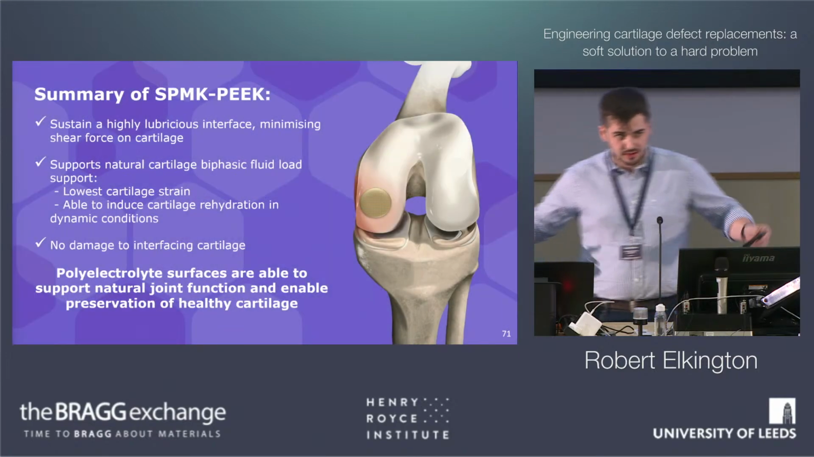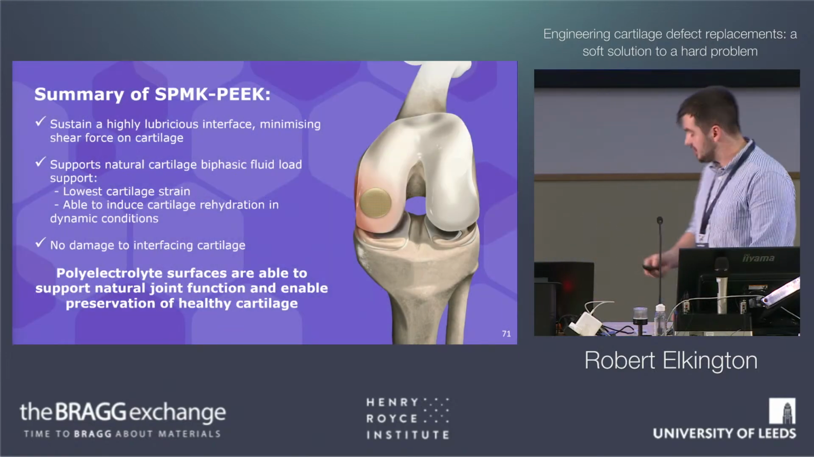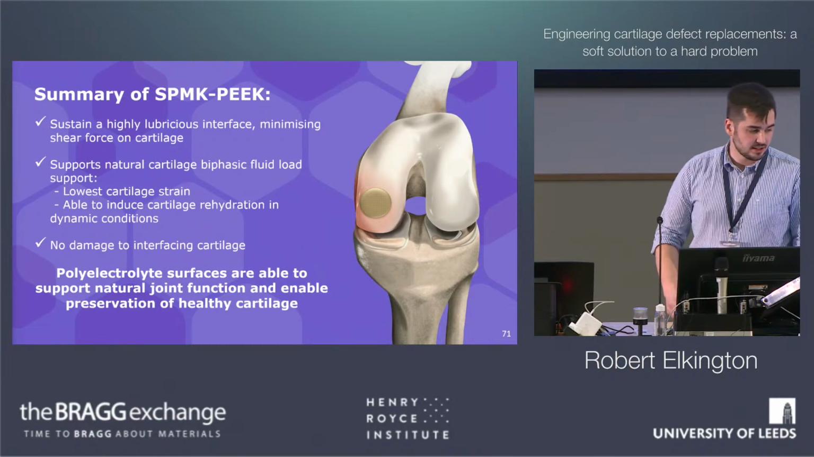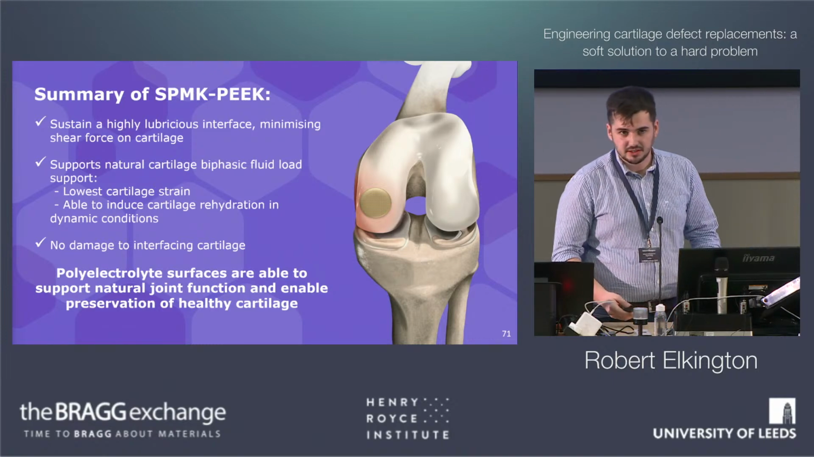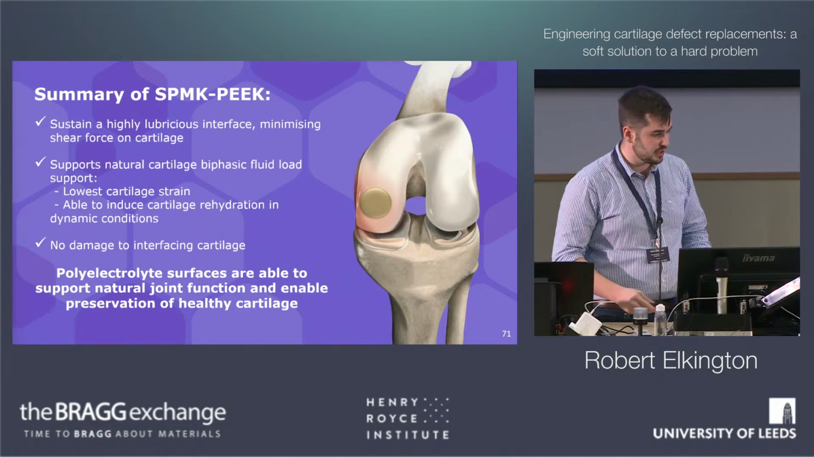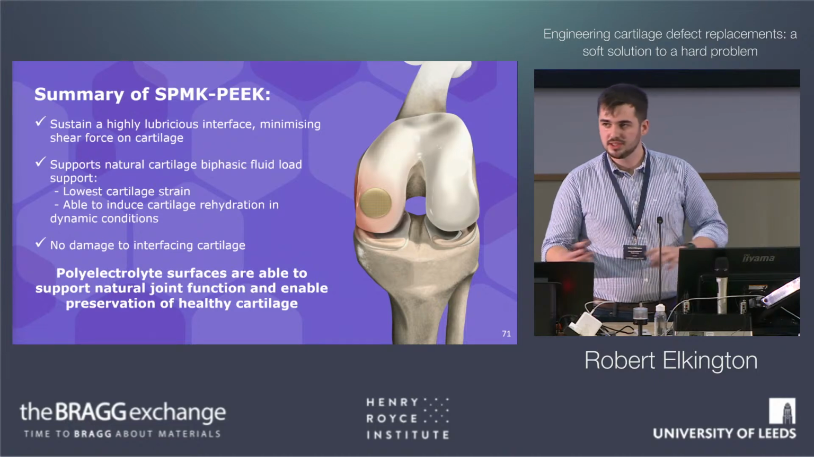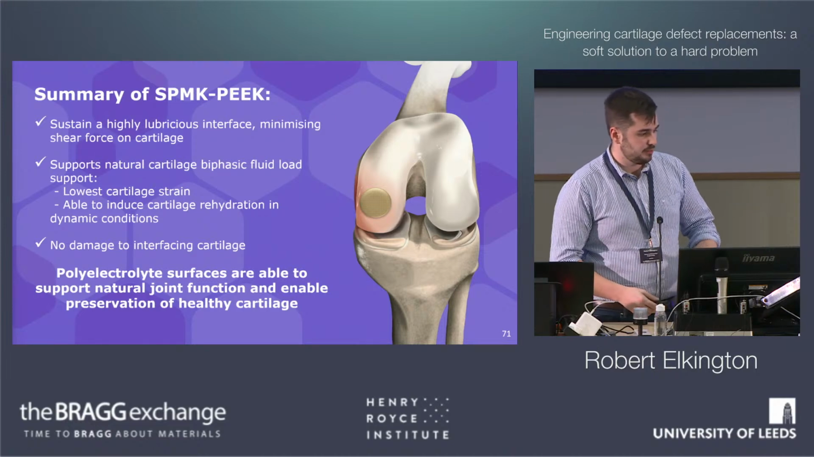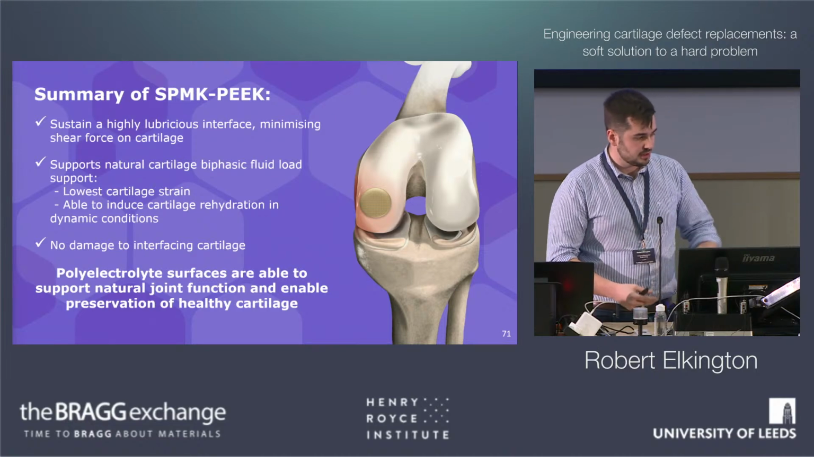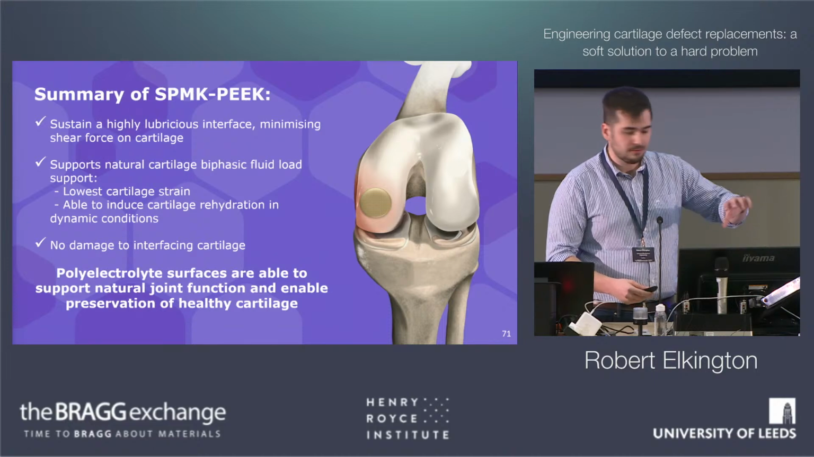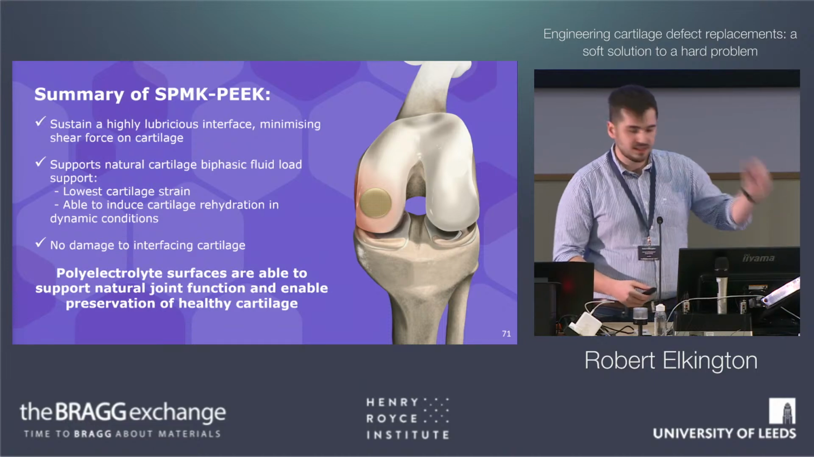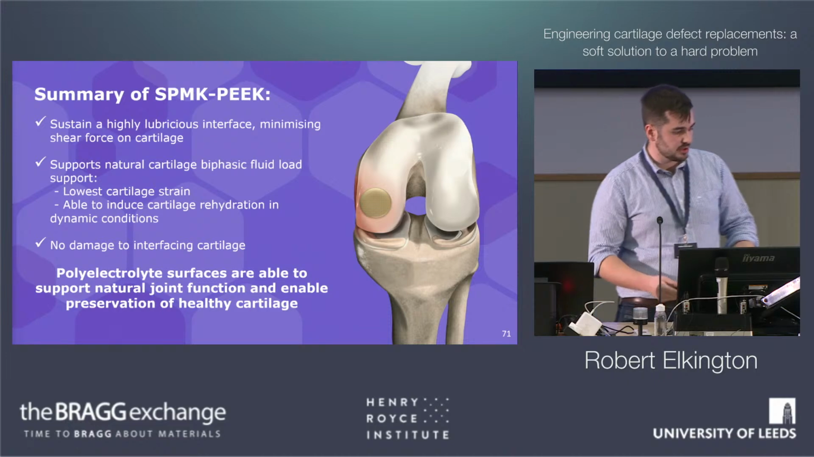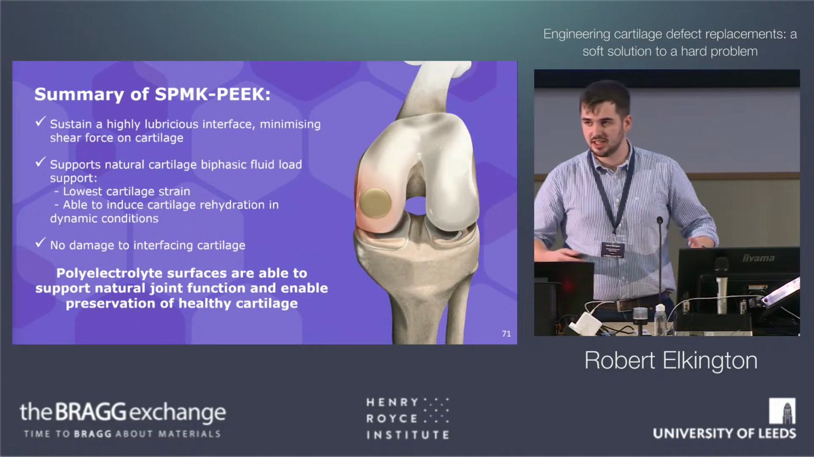So a quick summary of SPMK peak and what we've shown so far is that we're able to sustain really quite a lubricious interface. Friction's always been low against SPMK peak, and we're able to minimize shear forces at the cartilage interface and keep that collagen matrix relatively unloaded. We've also got evidence now that it supports that biphasic fluid load support. So it minimizes the cartilage strain, and it's also able to induce cartilage rehydration in dynamic conditions.